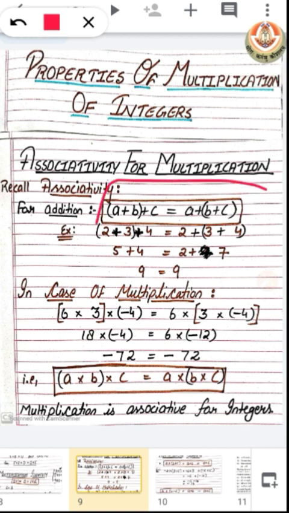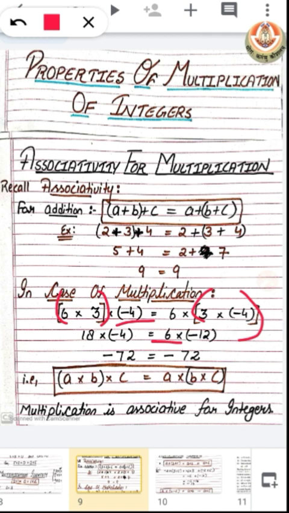Same thing we have to check for multiplication. So let's check for multiplication. Here we are taking three integers 6, 3, minus 4, and we will check that when we multiply the first two numbers first and then multiply the resultant with the third one, is that equal to when we multiply the last two numbers and multiply the resultant with the first one?